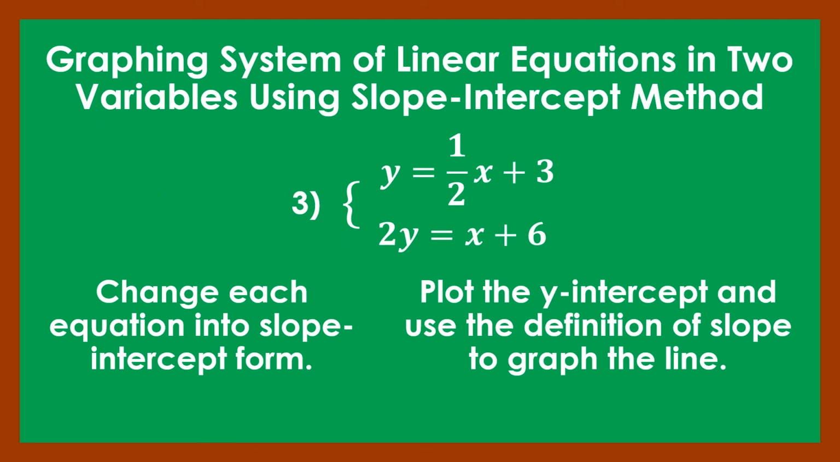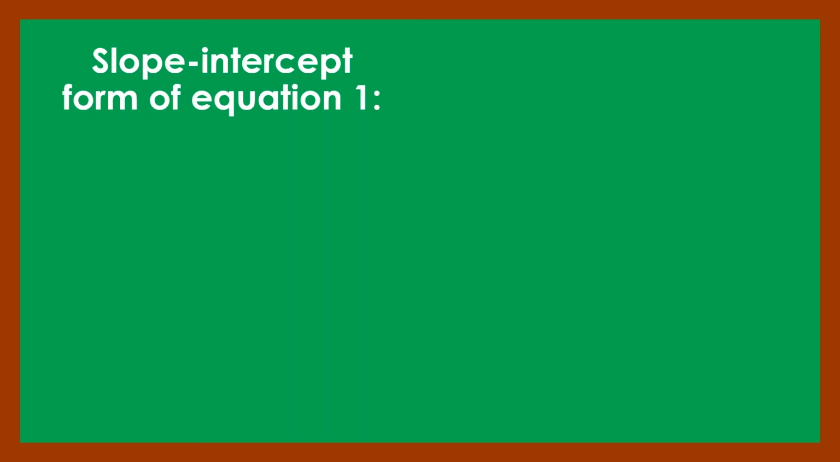Now, how about this next example? We have y is equal to 1/2 x plus 3 and 2y is equal to x plus 6. Same pa rin yung gagamitin natin. We're going to make use of the slope-intercept form. So, we are going to see to it na yung dalawang given equation natin, matatransform natin into slope-intercept form. So, yung equation 1 ay nakasulat na agad sa slope-intercept form. So, yung equation 2 na lang yung kailangan nating i-transform.